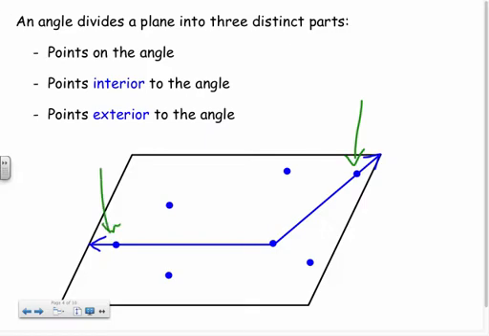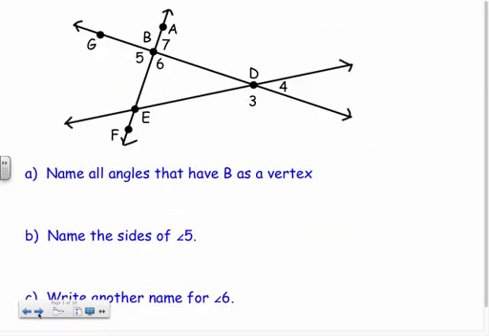We have points interior to the angle, or inside, here and here, and points exterior, or to the outside. Well, there's a point to the outside of the angle, right? Pretty basic. All right, let's do some naming here.